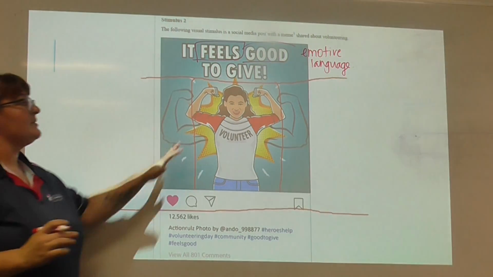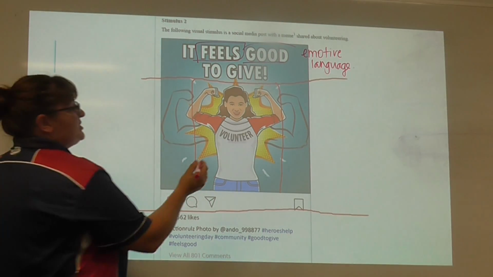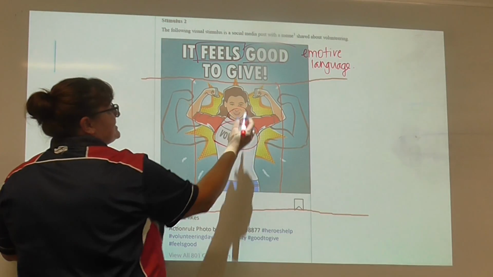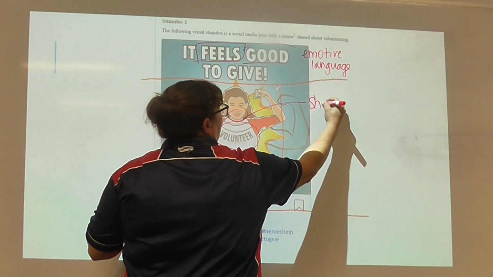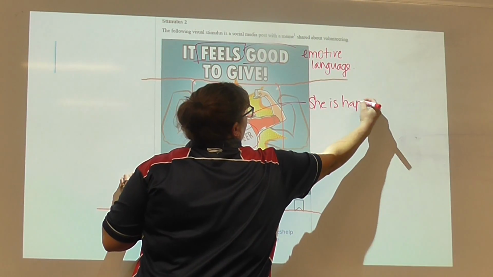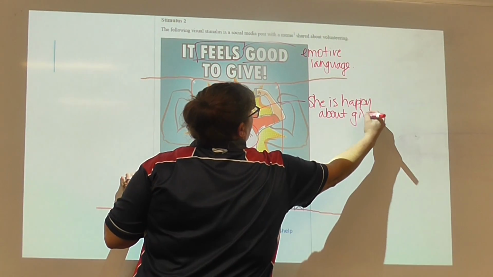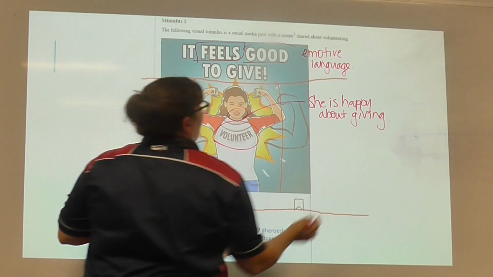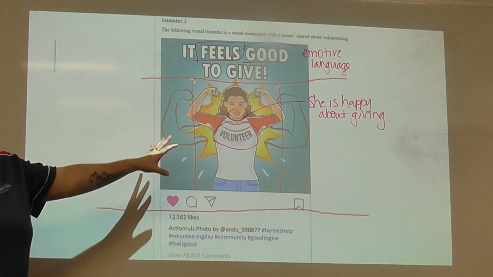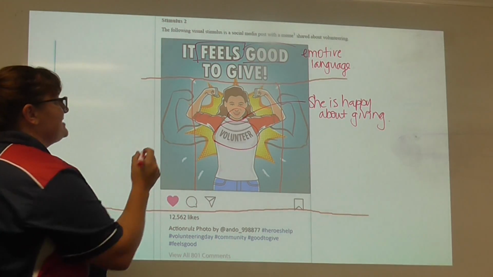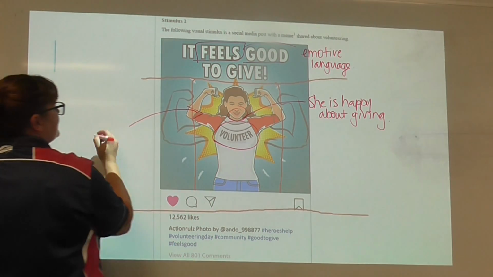Okay, if we look at the image in the middle, okay, we can see she's wearing volunteer as a main text, okay, she has a smiling face, so we can see that she is happy about giving. If we focus still in the centre about her, she has her arms up like a muscle or strength, okay, so she's saying this is good, okay, it gives me strength.